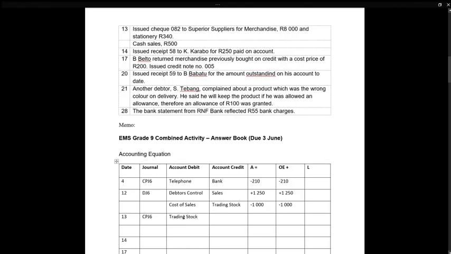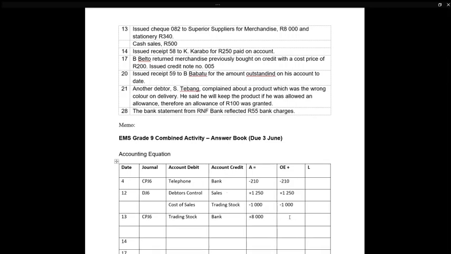Trading stock is classified as an asset, and I bought more trading stock, therefore my trading stock will increase with 8,000 Rand. Okay. My bank, also an asset. Assets will decrease in the credit side and increase in the debit side, so my bank will decrease with the total payment. So that will be 8,340 Rand.